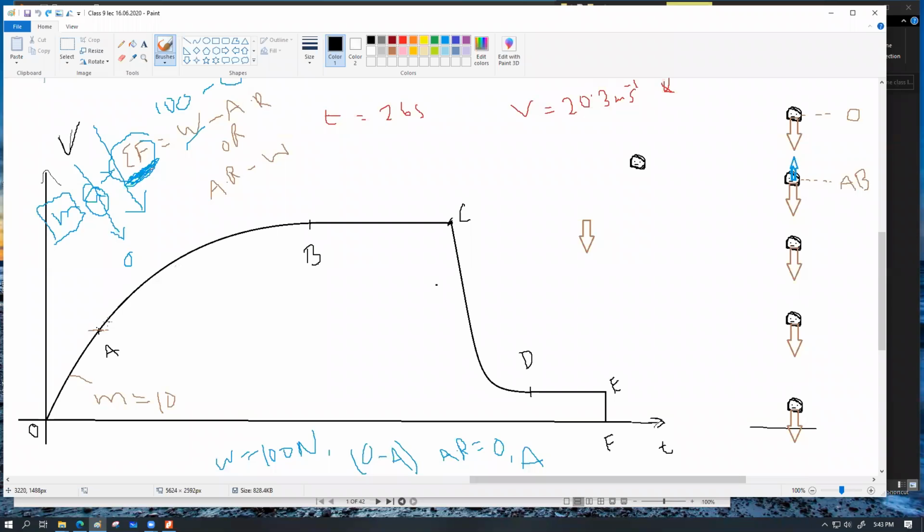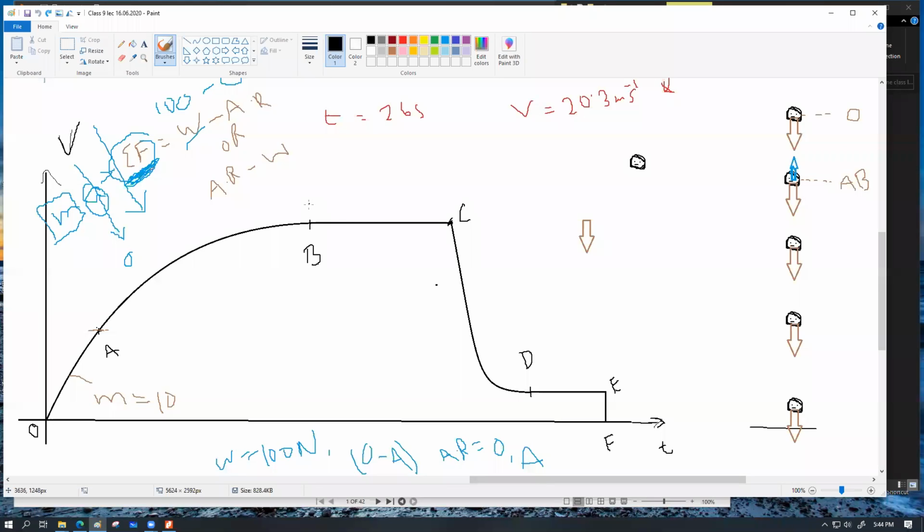So he does speed up, because you can see the value of the velocity is increasing, but it is not as sharp as earlier, or not as steep as earlier. So eventually at one point his velocity becomes constant. That's the part shown over here, which is BC. B is basically the point where the upward air resistance has become perfectly equal to the downward weight.